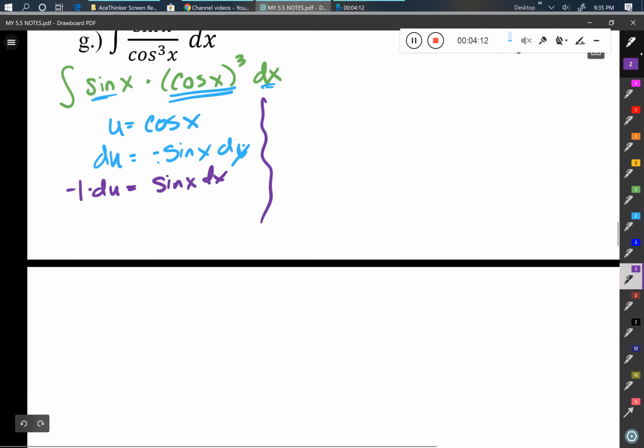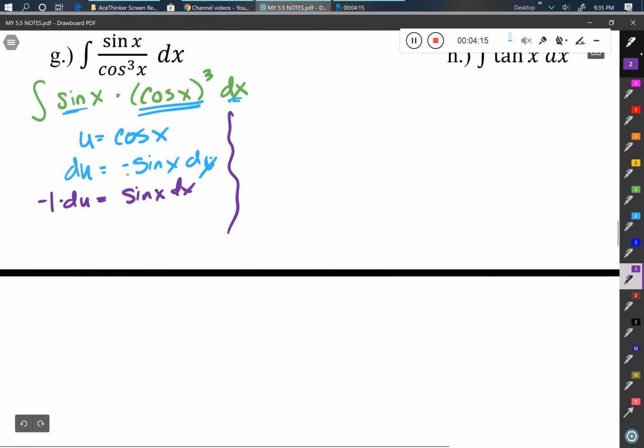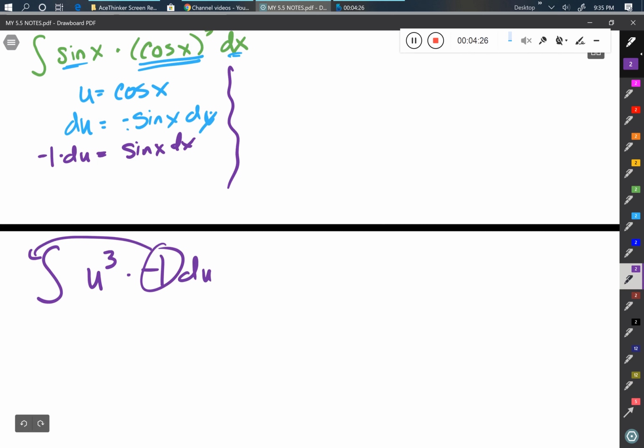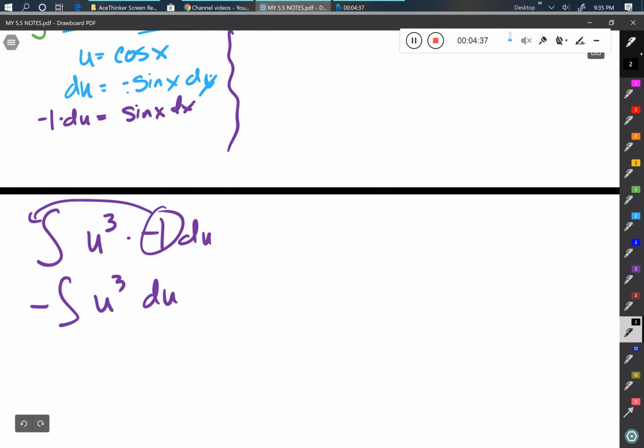I'm going to have to go on to this next page here to make this work, so I'll have to change my font size a little bit. And I get the integral of u cubed times negative 1 du. I'll pull that negative 1 out in front. Negative integral u cubed du. Both things that were supposed to happen. X's turned into u's. Simple integral pops out. I perform the integration. Negative 1/4 u to the 4th plus some constant c.